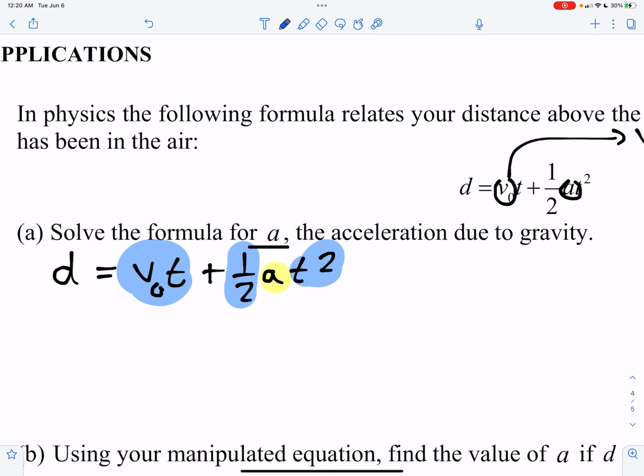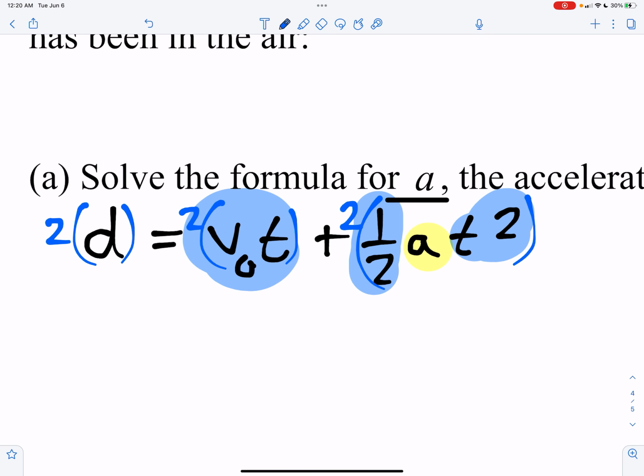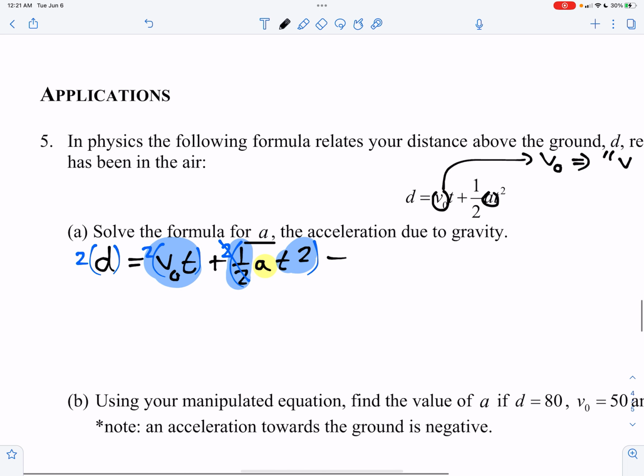Or actually, one thing we could do to make it even easier, because a lot of times people just don't really like the fraction very much. So one of the things we could do is multiply everything by 2, and we're not going to have a fraction anymore. Multiply everything by 2, 2, and 2. The reason is that if I multiply by the inverse of 1/2, the inverse of 1/2 is 2, and I don't have a fraction anymore. Now, what do I get, though? I get 2D equals 2 V naught T plus A T squared.